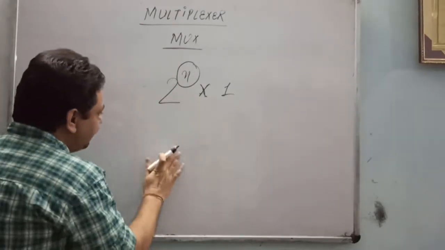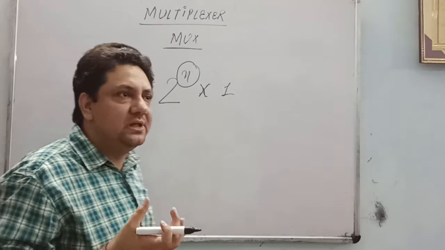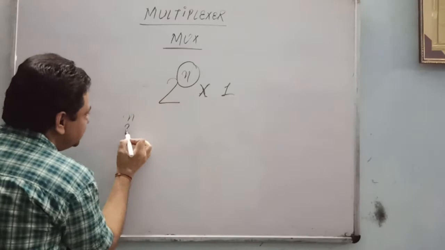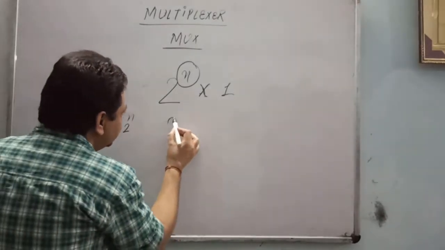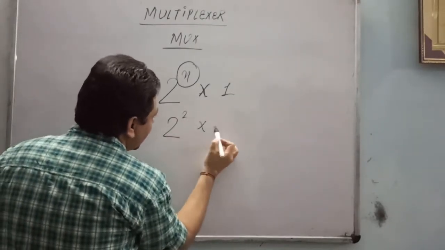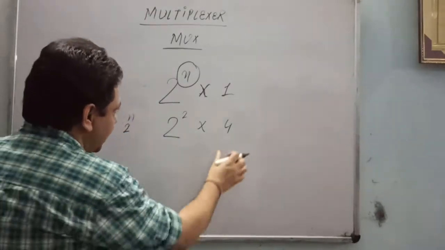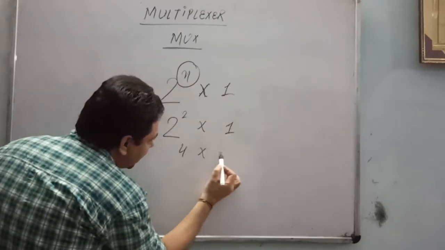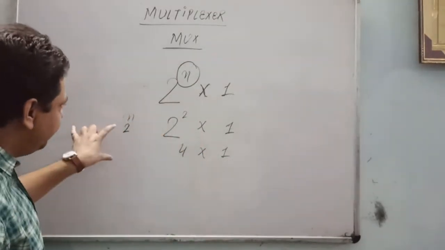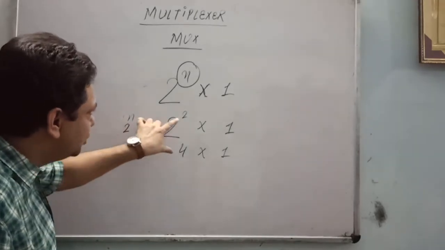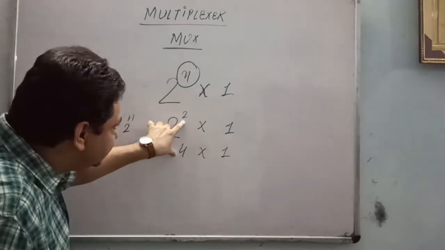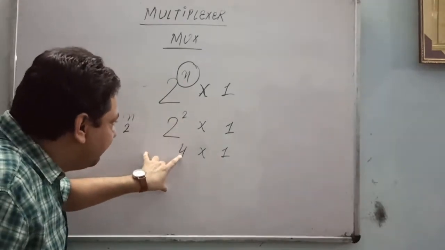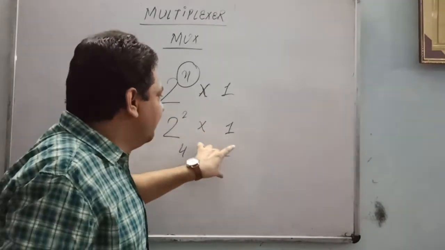Okay, fine. Suppose, how many selection lines are required to select how many inputs? We will discuss. Suppose the value of n is 2. So 2 to the power 2 cross 1. Understand? So 2 to the power 2 means 4 cross 1. If we are using the value of n as 2, it means 2 selection lines. The 2 selection lines are capable of selecting the 4 input lines and can produce the 1 output line.